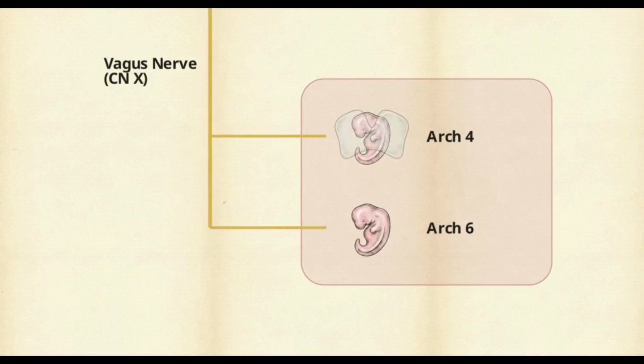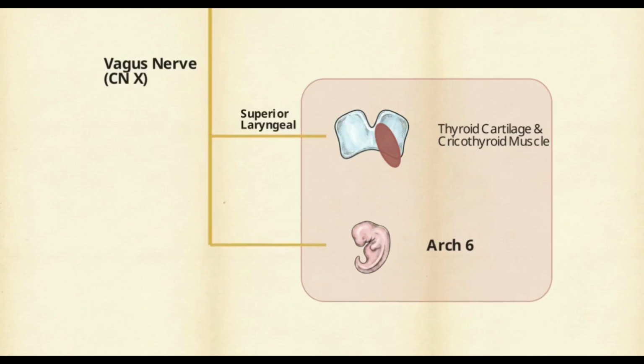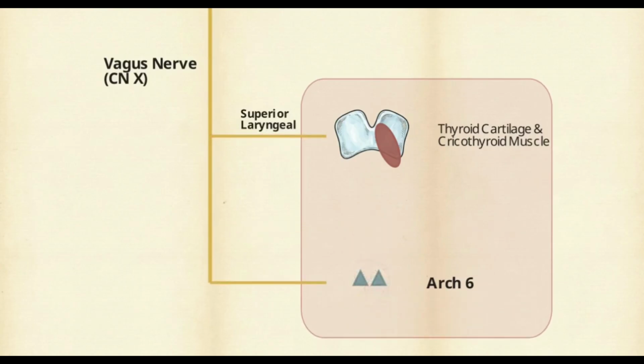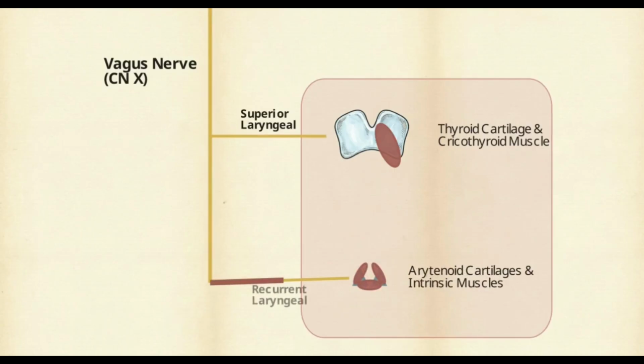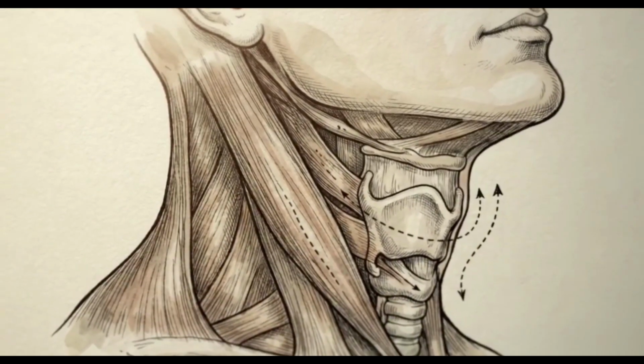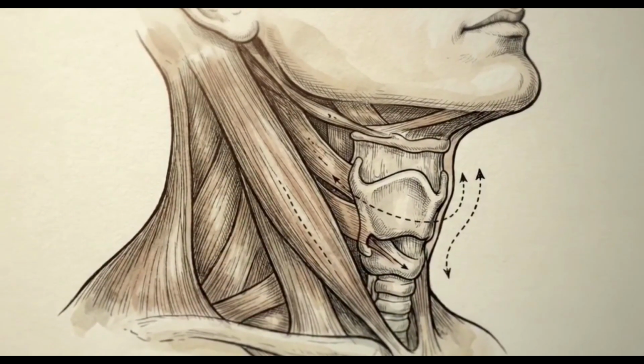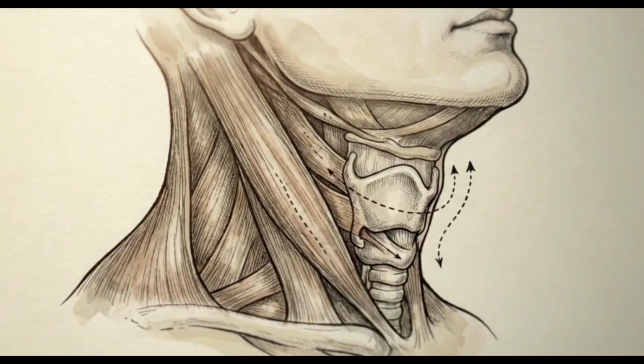Arch 4 forms the thyroid cartilage, the Adam's apple, and the cricothyroid muscle. These are supplied specifically by the superior laryngeal branch of the vagus nerve. Arch 6 drops lower, forming the arytenoid cartilages and all intrinsic laryngeal muscles. These receive the recurrent laryngeal branch of the vagus nerve. By dividing the vagus nerve across 2 specific embryological zones, the human body achieves the highly precise motor control required to separate phonation from swallowing.